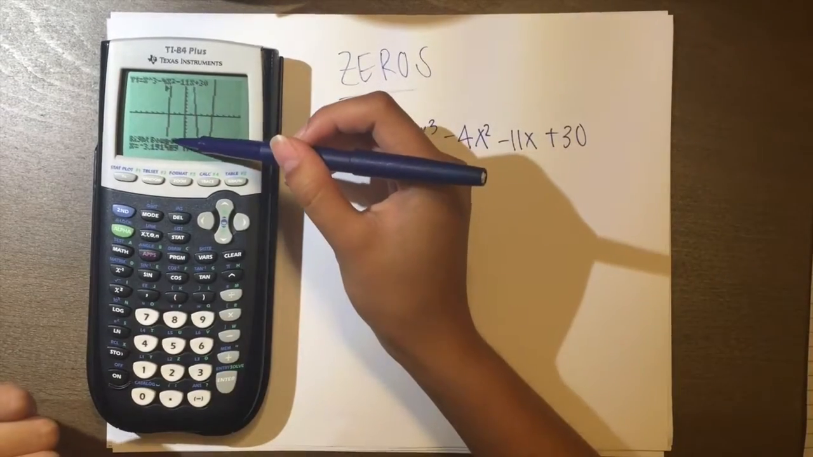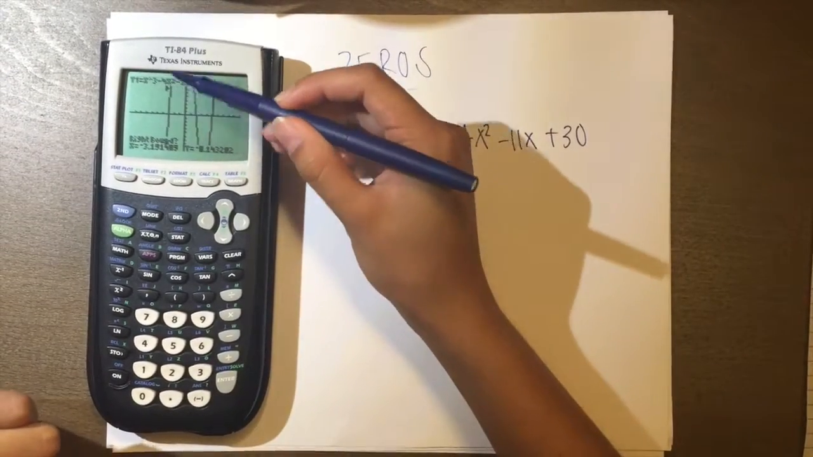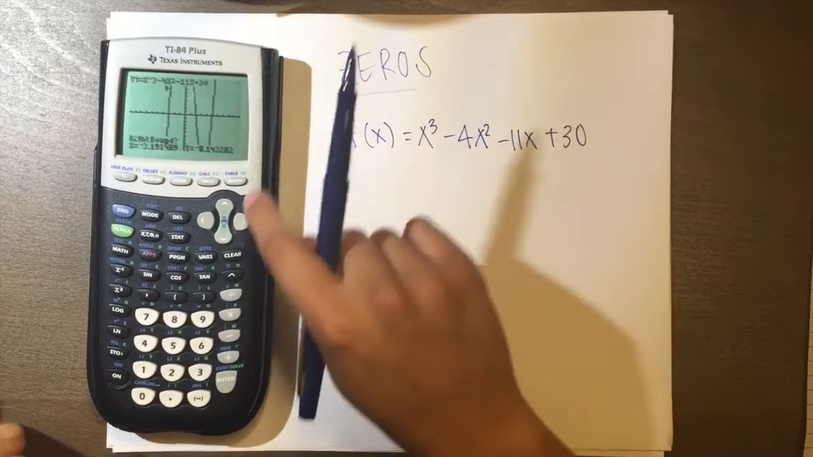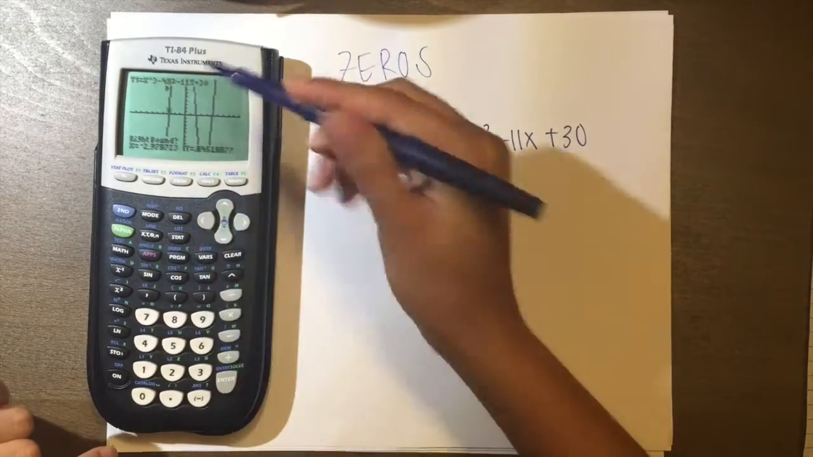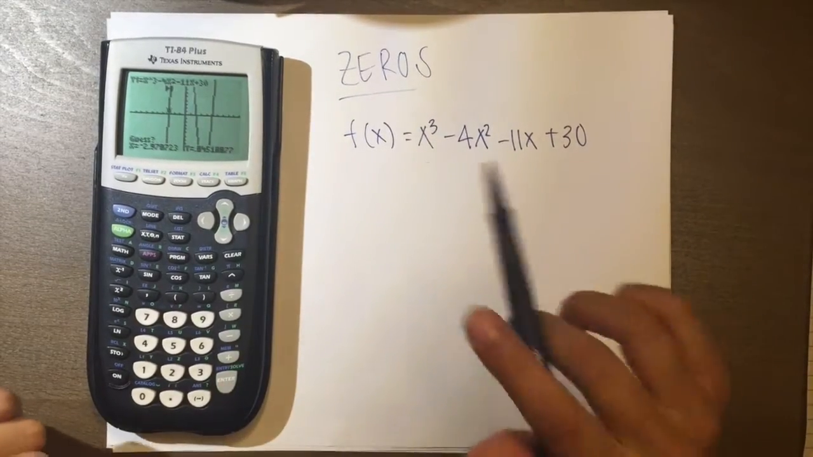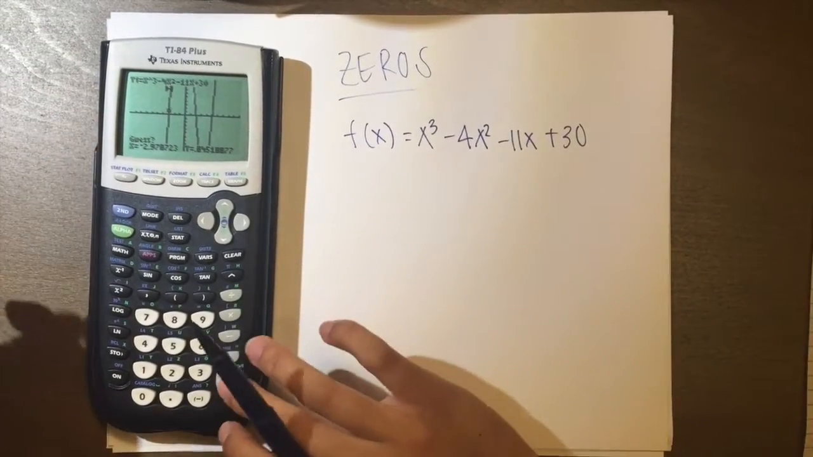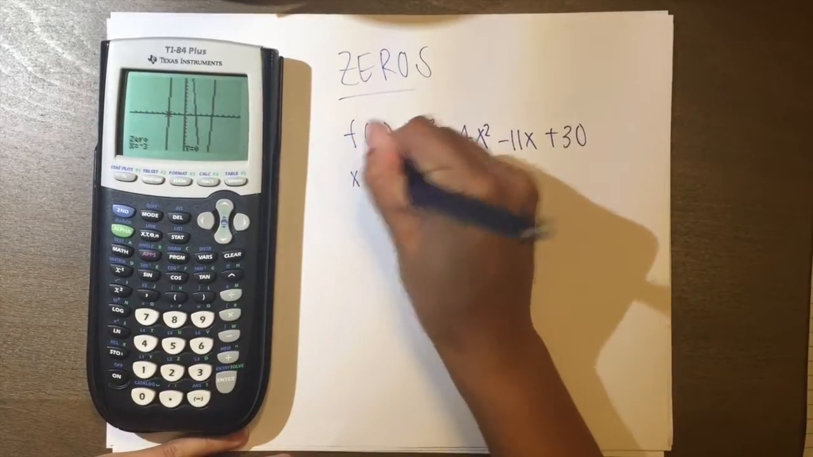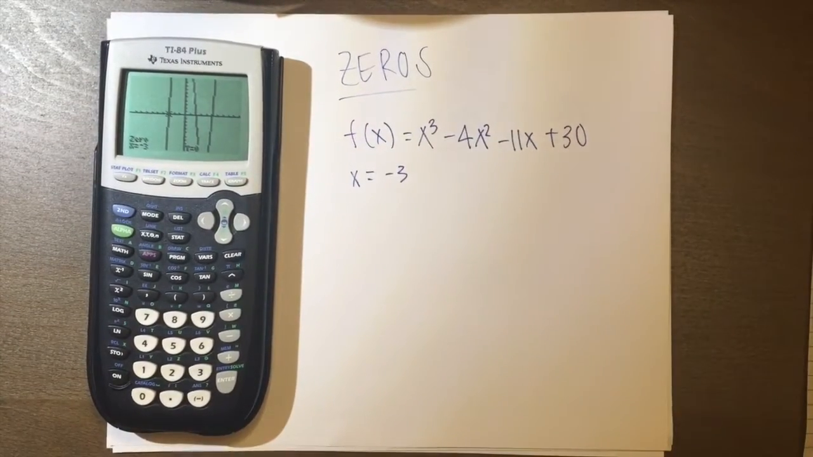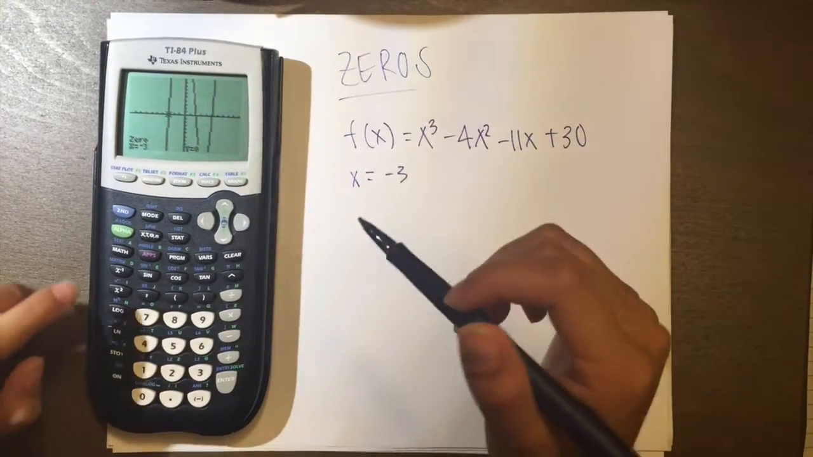Then it's going to ask for the right bound, so we want to get it to the positive side of our zero because that is on the right of it. So our cursor is over here, press enter. Then it's going to ask for a guess. You want to press enter again. Then your graph shows you that our first zero is x equals -3. So we're going to do this again for the middle zero that we're trying to find.